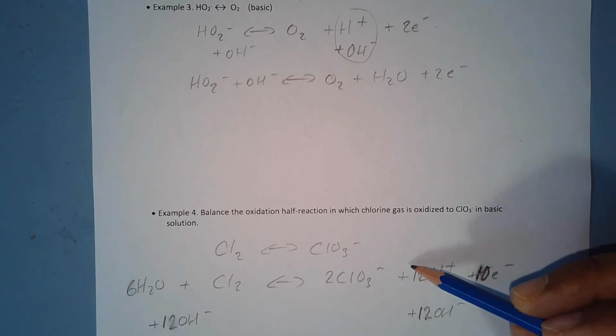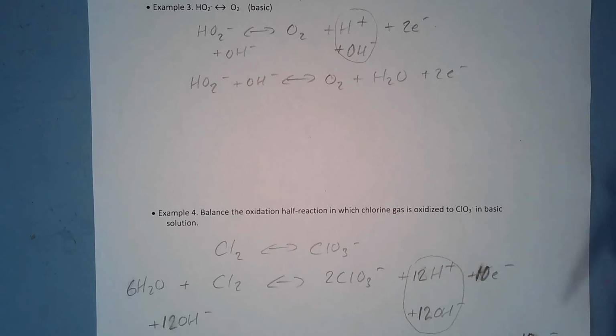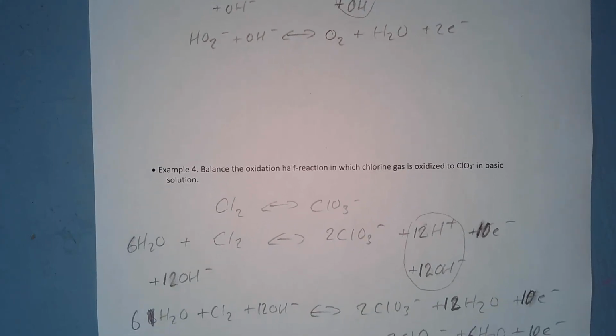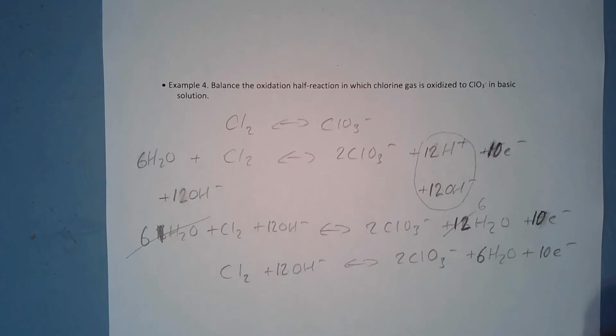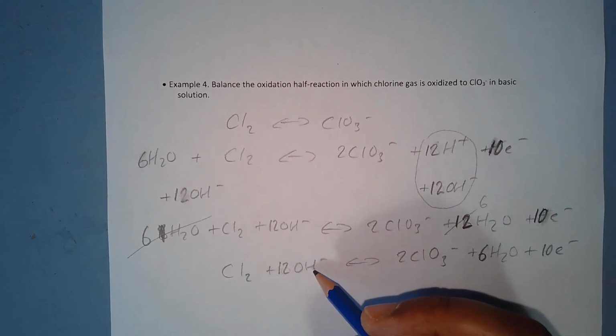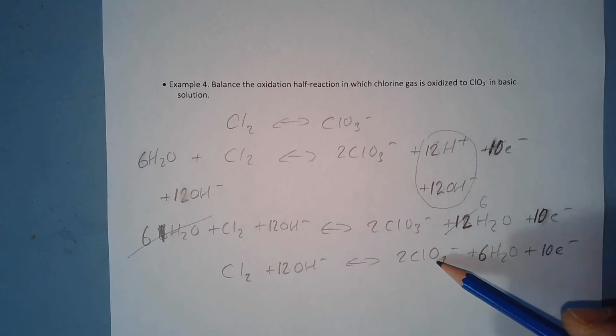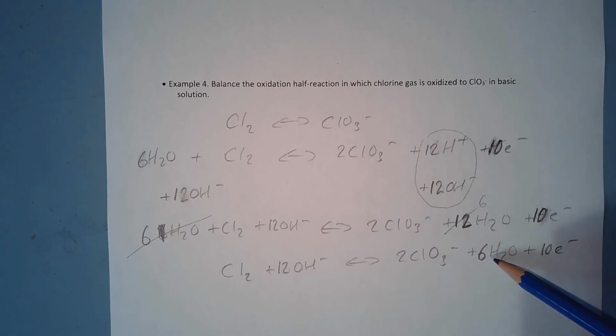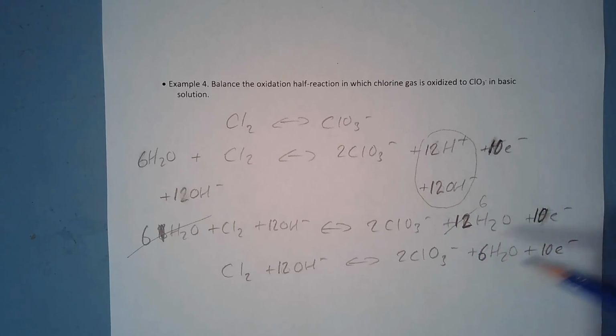Again, this is going to react to produce 12 waters. Okay, so now you're left with this here. So you've already got the 6 waters over here, and now we've got 12 waters over here. So you have 6 and 12, so you can get rid of the 6 waters here, and you can change that 12 into 6. Okay, and so what you end up with then is this reaction. Okay, so Cl2 plus 12 OH minus going to 2 ClO3 minus plus 6 waters. Okay, so 6 because we canceled out 6 waters on both sides, and then your 10 electrons.